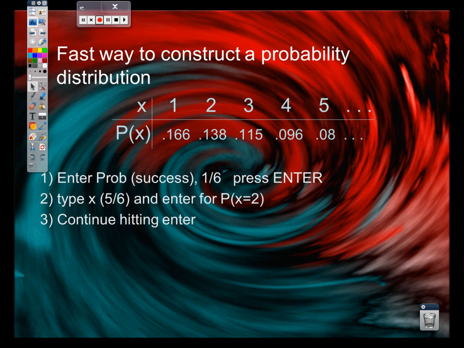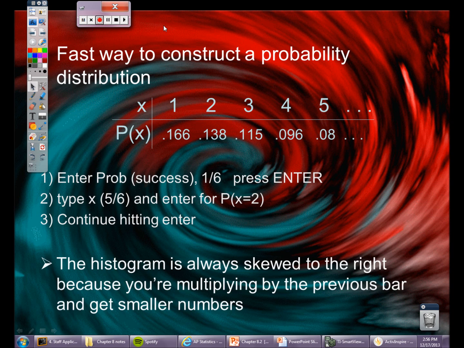Essentially what I'm doing here is the probability of success on the third trial would mean that I failed twice and then I had success. So I fail, fail, succeed. 5/6 times 5/6 times 1/6. If I made a graph of the histogram, it's obviously going to be skewed to the right because my probabilities are getting smaller and smaller as I go along.